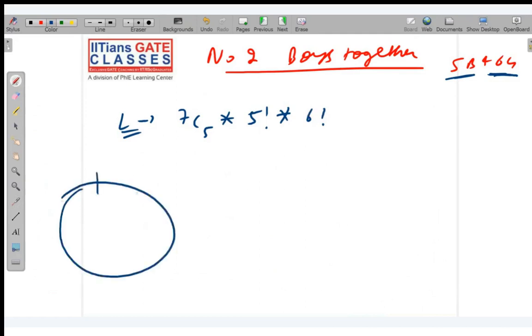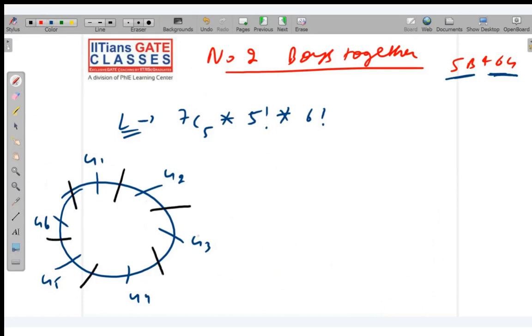So 1, 2, 3, 4, 5, 6: 6 girls, G1, G2, G3, G4, G5, G6. 6 girls are there. So now how many places have they created? 1, 2, 3, 4, 5 and 6. That is the difference. Here only 6 places have been created, but in linear 7 places were there. So now from these 6 places I have to choose 5 places at which I will put the boys, and then I will arrange the girls and boys.